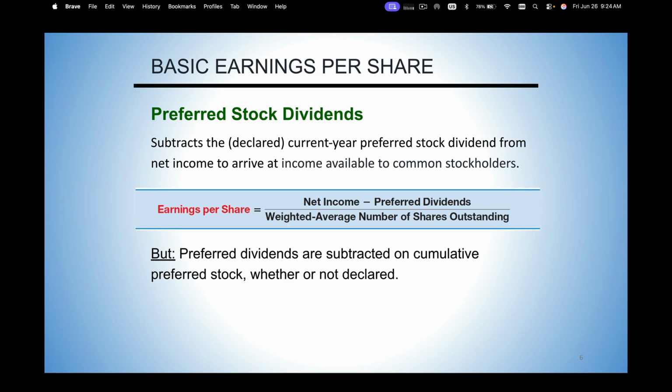To consider preferred stock dividends, we subtract the declared current year preferred stock dividend from net income to arrive at what we call income available to common stockholders. Even if they're not declared, if they're cumulative preferred, then they must be subtracted anyway. So it doesn't matter whether they're declared or not. If they're cumulative, they will be subtracted. This is the numerator part, income available to common.